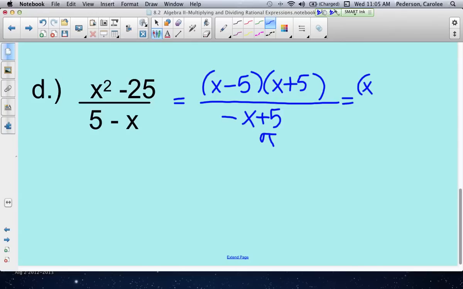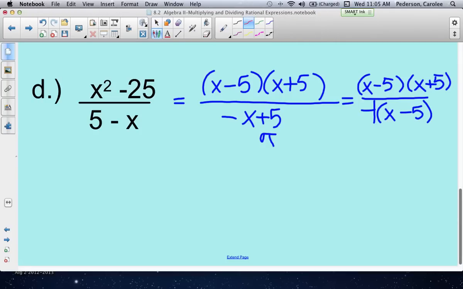So the numerator still is the same, x minus 5, x plus 5. And I'm going to divide out a negative 1. So I'm left with x minus 5. So now we look and see what are some common factors in the numerator and denominator. Well, x minus 5 cancels. So I'm left with x plus 5 over negative 1. I can bring that negative 1 up to the top, so it looks more like this.